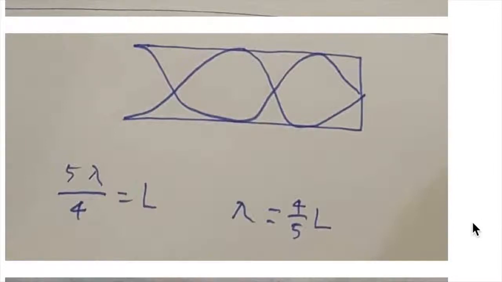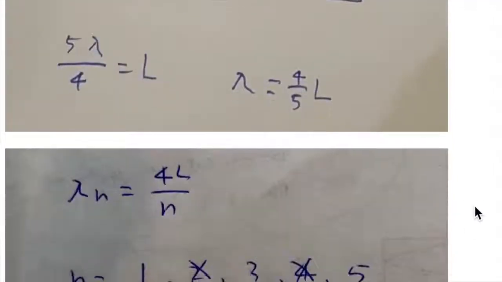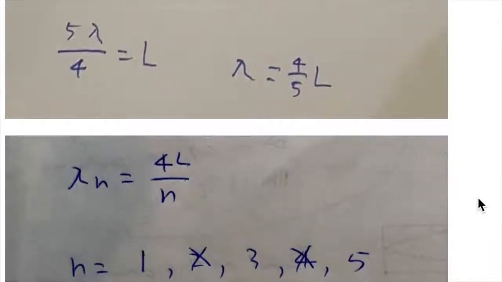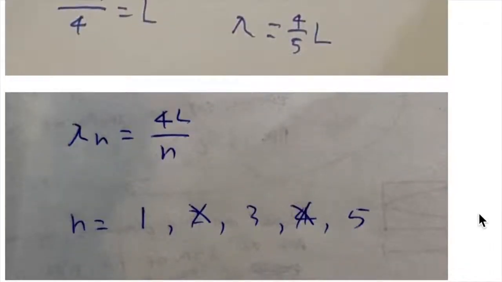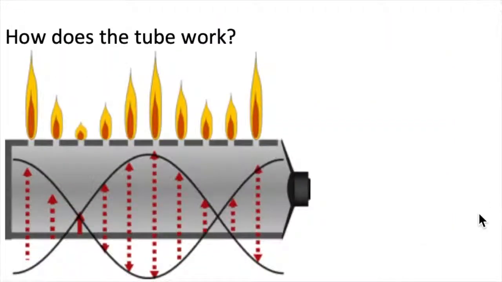If I want to write down any possible wavelength, it's going to be 4L over n, except instead of n being any possible integer, the only allowed ones will be the odd ones. So based on this, we can tell that getting an even number of harmonics in a closed-ended pipe is impossible.